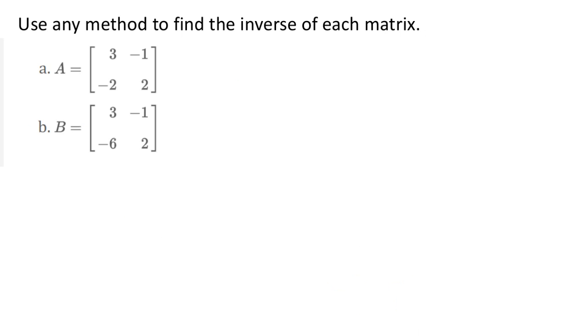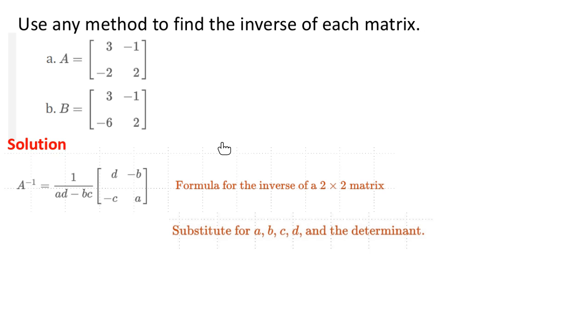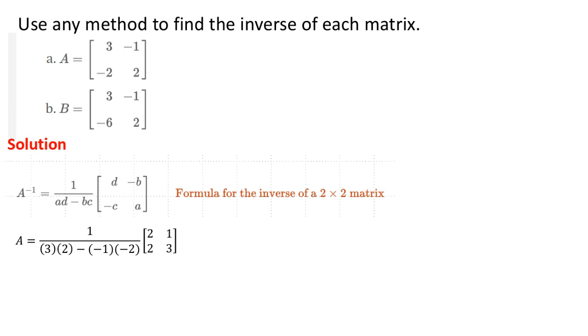Okay, so let's look at another example. I have 2 actually here. It says any method, so I'm going to use the third method with the formula. So first we're going to substitute our values, right? So I have my 3 times the 2 and negative 1 times negative 2. Then the 3 and the 2 are going to switch, so now we have 2 and 3. And then the signs for B and C are going to switch. So now we're going to have 1 and 2.